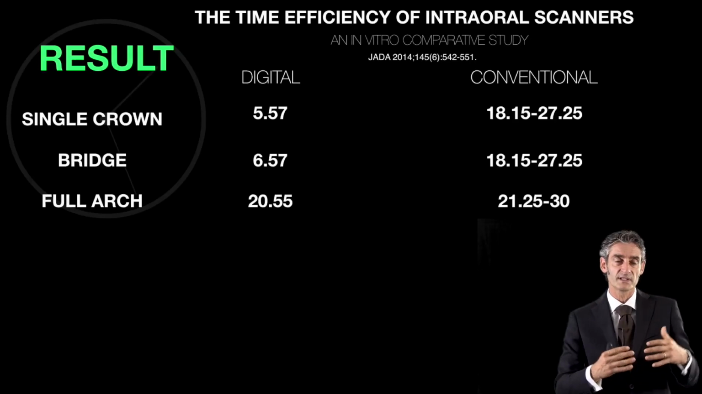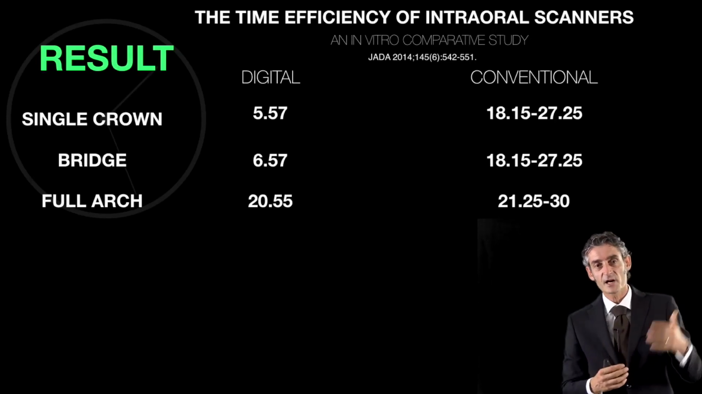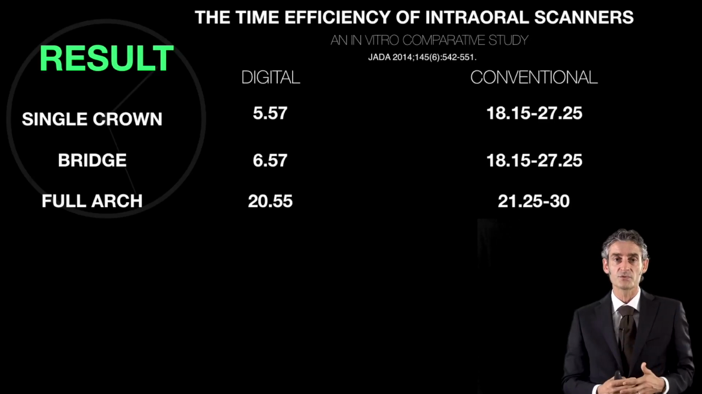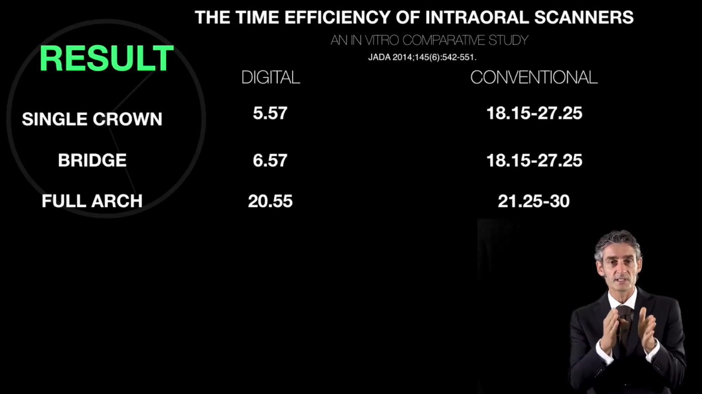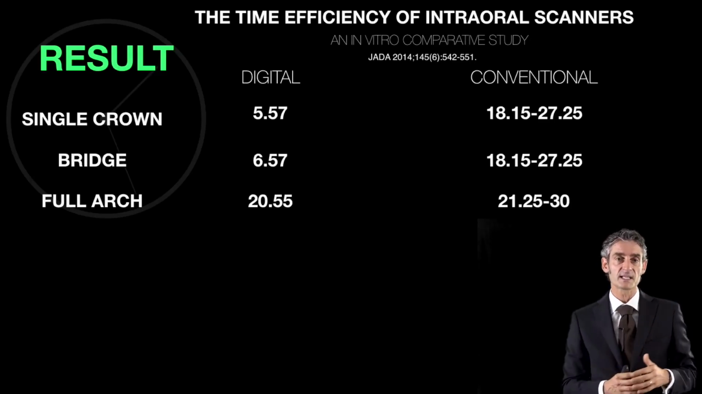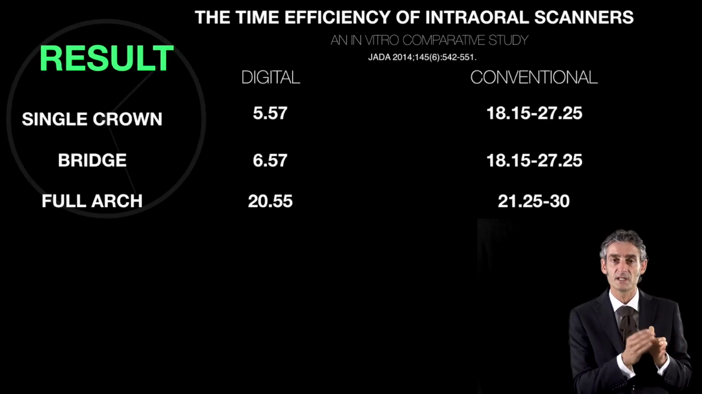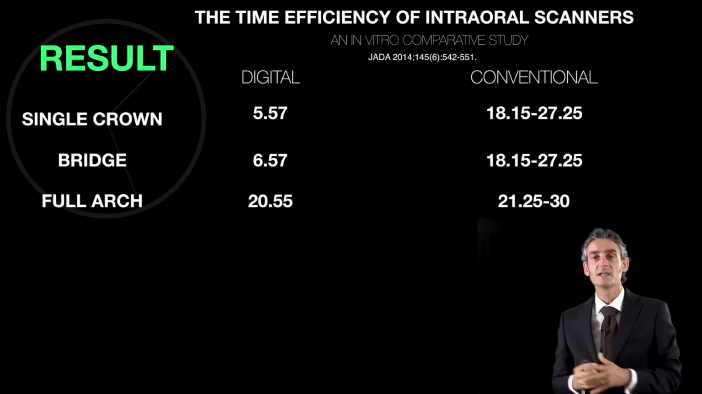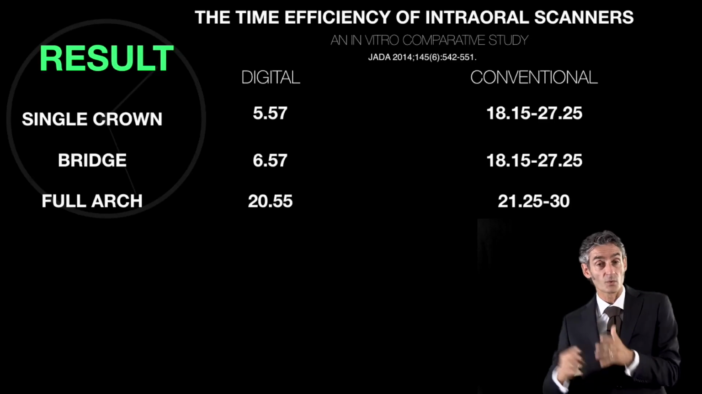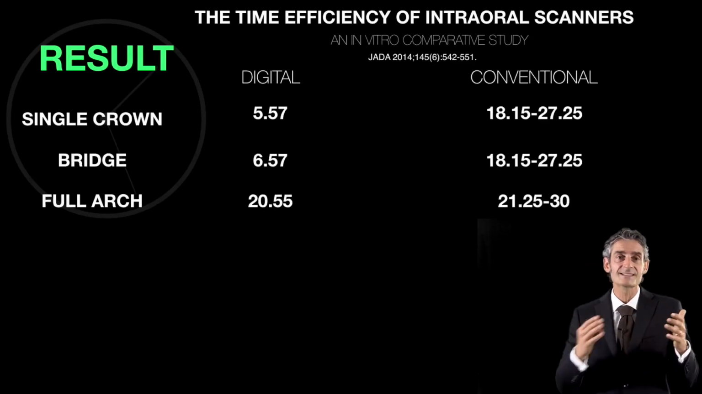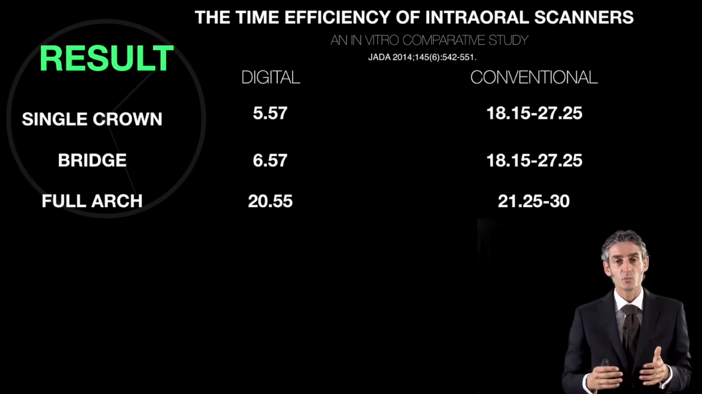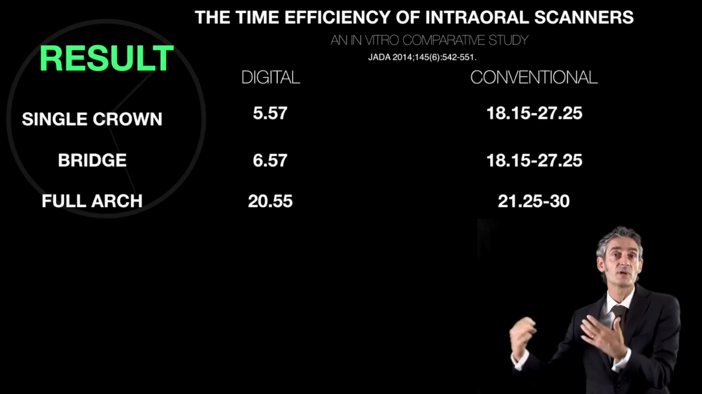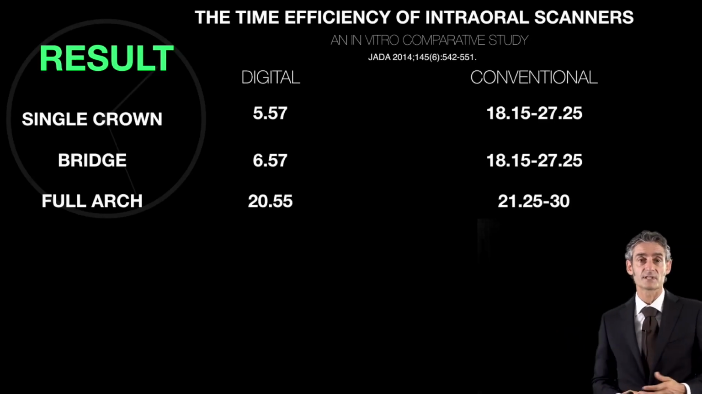If you see this article, it's interesting to see that they have 3 different scenarios. One was the single crown, one was the little bridge, and the other one was the full arch. But if we compare the time for a single crown, for example, we have 5 minutes 57 seconds against at least 18 minutes of the conventional. So you can see that sometimes it's much faster, and this is without speaking about the process of creating the prosthesis in the lab. This is really interesting for us to understand.